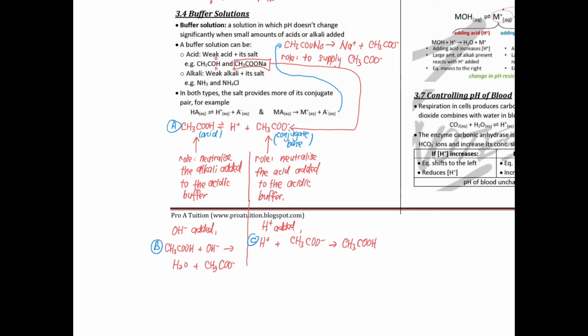Okay. So when should you write equation B? When the question asks, write the chemical equations when alkali is added to the acidic buffer. Then you write this equation. And when should we write this equation? We write this when they say write the chemical equation when acid is added to the acidic buffer. Then you write this equation. Altogether, there are 3 equations to remember.